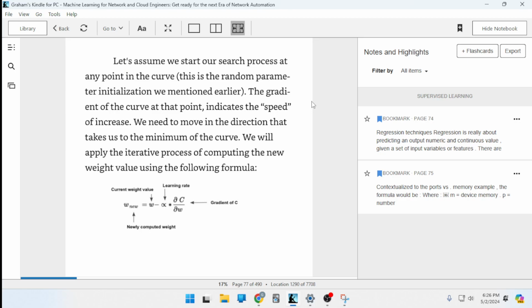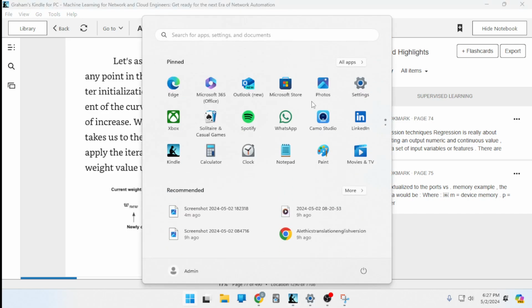Let's assume we start our search process at any point in the curve. This is the random parameter initialization we mentioned earlier. The gradient of the curve at that point indicates the speed of increase. We need to move in the direction that takes us to the minimum of the curve. We will apply the iterative process of computing the new weight based on the following formula.